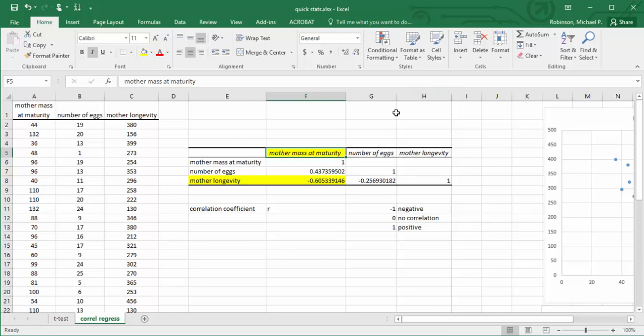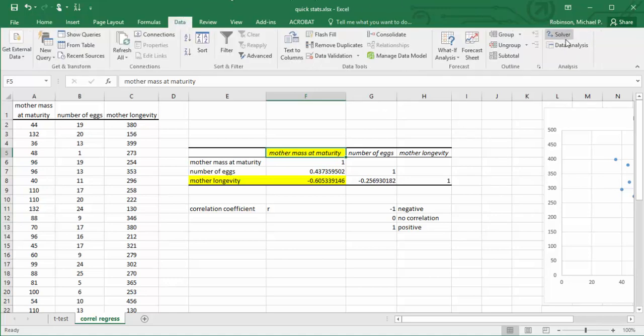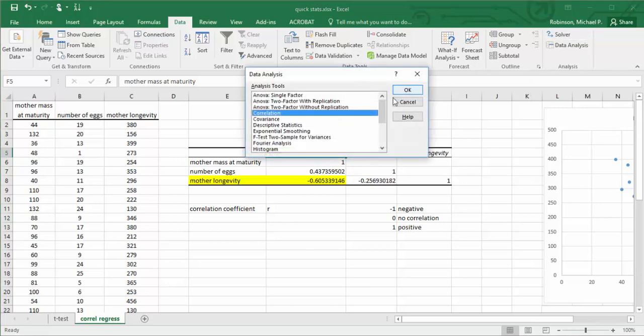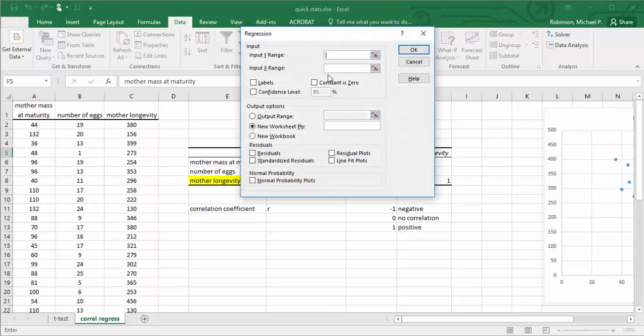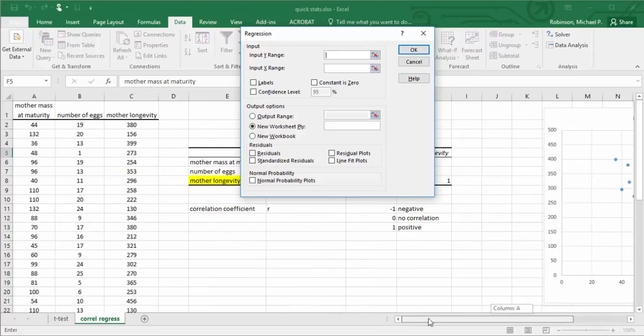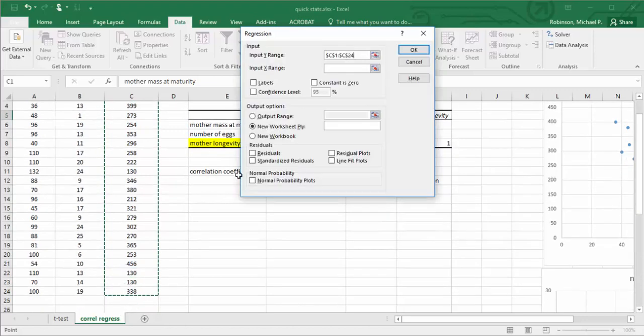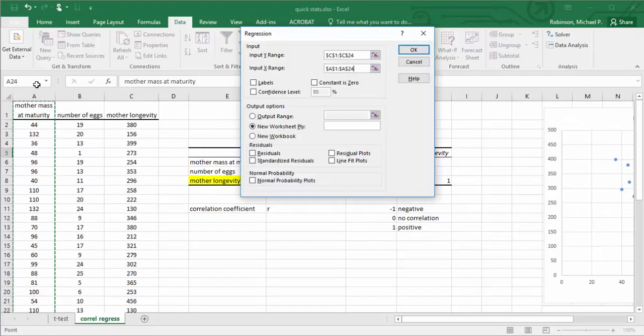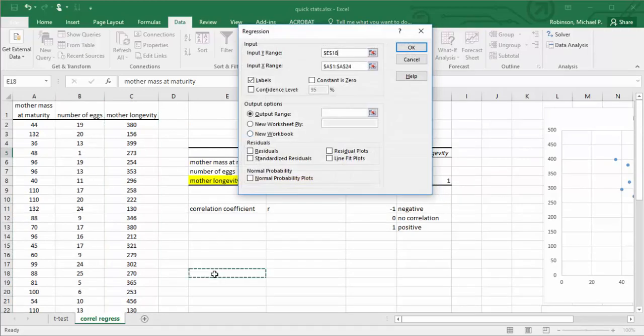There are ways to do this with correlation, but in Excel, the best way to do it is to do what's called a regression. And I'll talk about regression a little more specifically shortly, but here's regression and how we do it. So data analysis, regression, okay. The Y range in this one is going to be mother longevity. That's the Y value. So let's select these numbers here. The X range is going to be selecting these here. This is very much like what we did with the t-test. We have labels. We're going to have an output range. Let's put it right here.